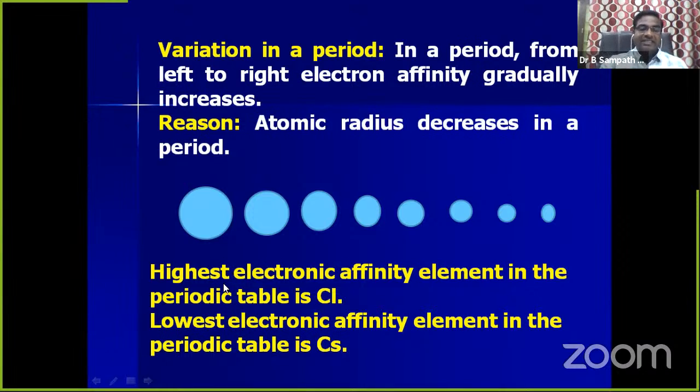The highest electron affinity element in the periodic table is chlorine. Actually, it should be fluorine, but because of interelectronic repulsions, fluorine has somewhat lower EA values than chlorine. Now, the lowest electron affinity element in the periodic table is cesium because of its large size.